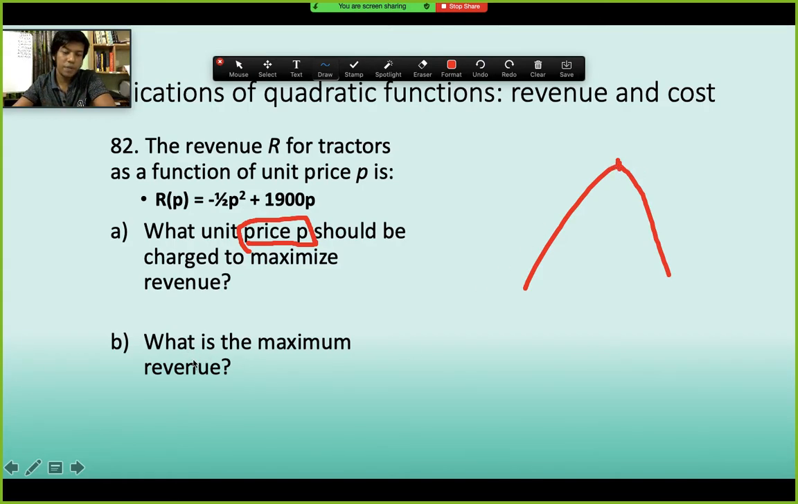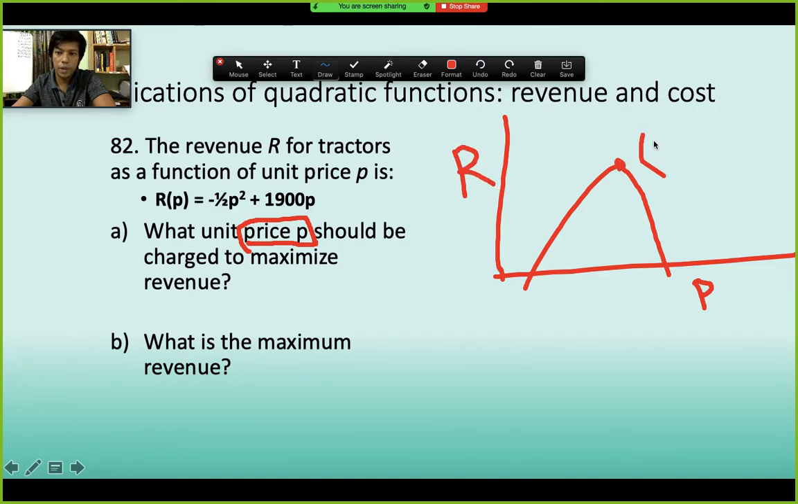And what is the maximum revenue? So if I draw the graph, in this graph this side is P, and this side is R, or R of P. So the vertex x value will be P, and this side will be R. That means if you find the vertex x value, your answer will be the A number answer. And if you find the vertex y value, that will be the maximum revenue.